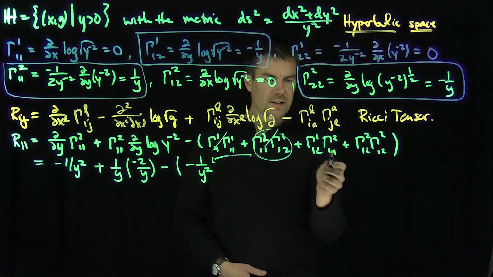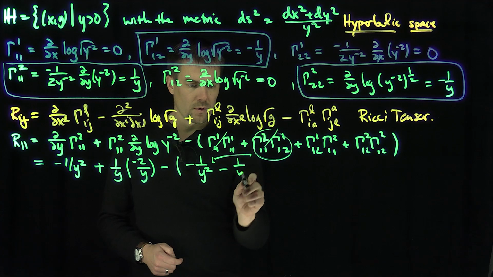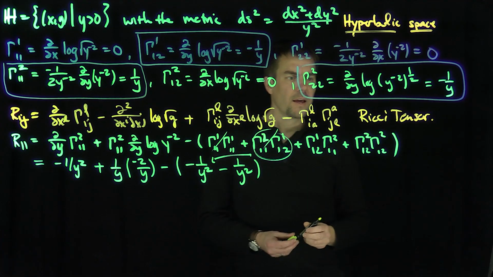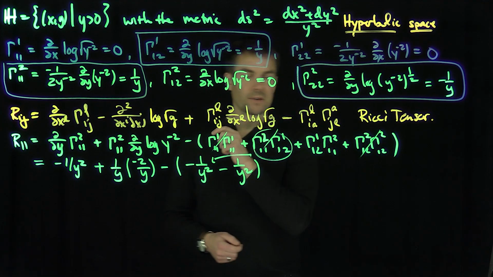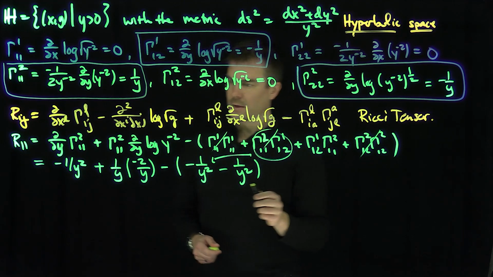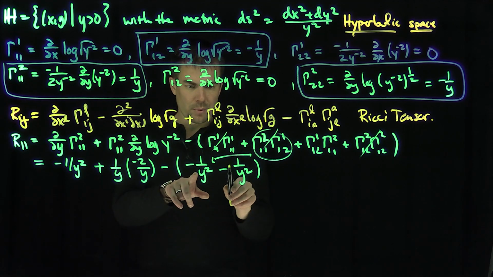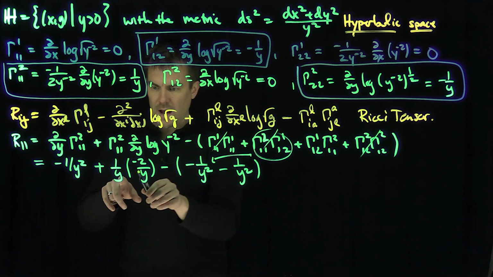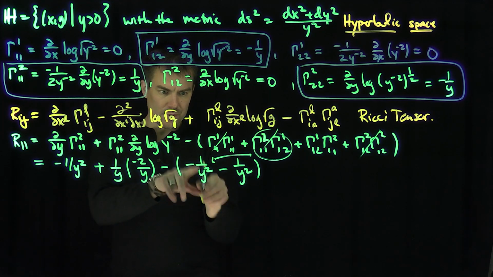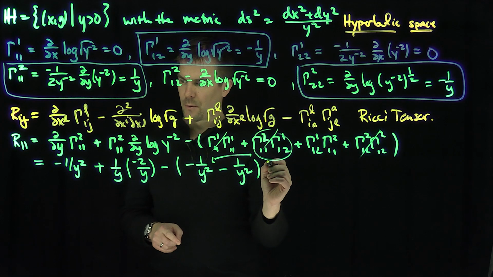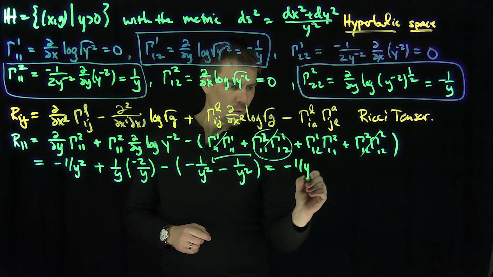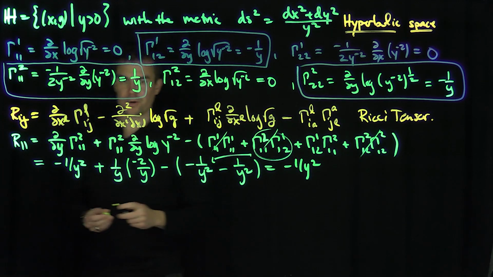And then this term over here is exactly the same thing, so it's going to be another negative 1 over y squared. And then gamma 1, 2, 1, that term is going to be 0 because there's no gamma 2, 1, 1, right? So all total, what do we have? All total in these parentheses over here, I have negative 2 over y squared. I have a negative 2 over y squared over here, but this negative turns those into a positive, so those are going to cancel out, and we're going to get negative 1 over y squared. Excellent. That's the first component of the Ricci tensor.